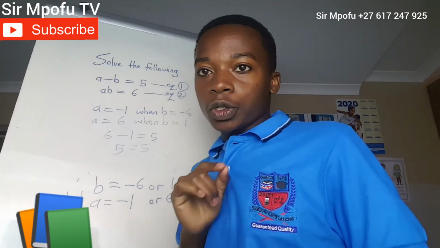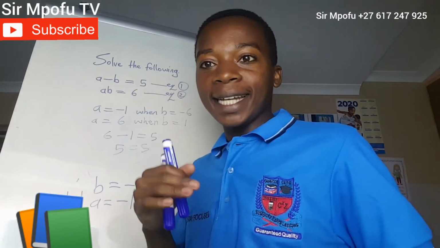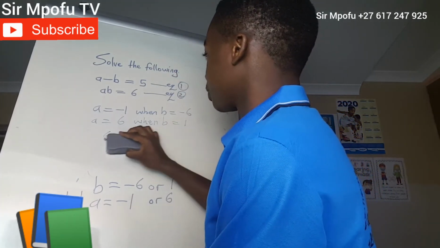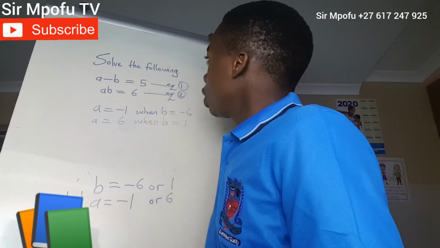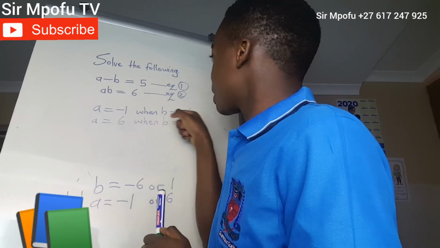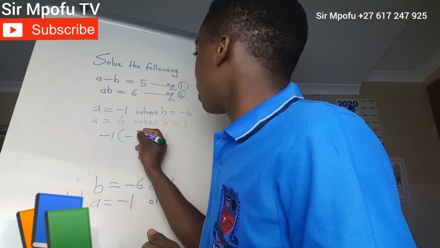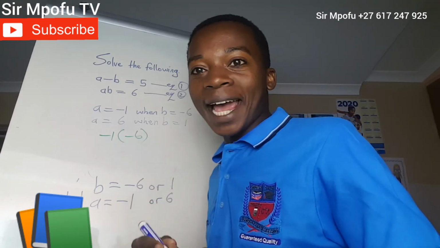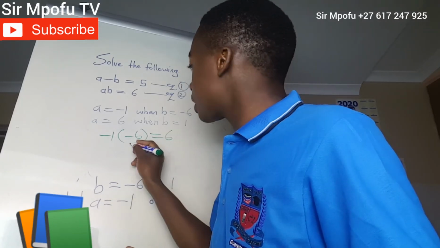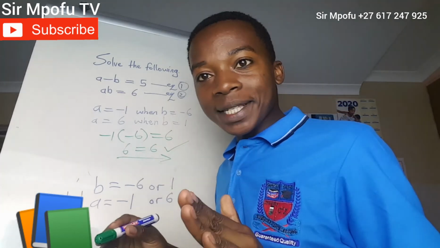Now, we have to substitute again on our equation 2. The right hand side must be equal to the left hand side as well. Let's do that. So, we are using these values now. Let's start with the first ones. -1 times -6. Remember, AB means A times B. Must be equal to 6. -1 times -6 is 6. So 6 is equal to 6. Proved. So it means 100% correct.